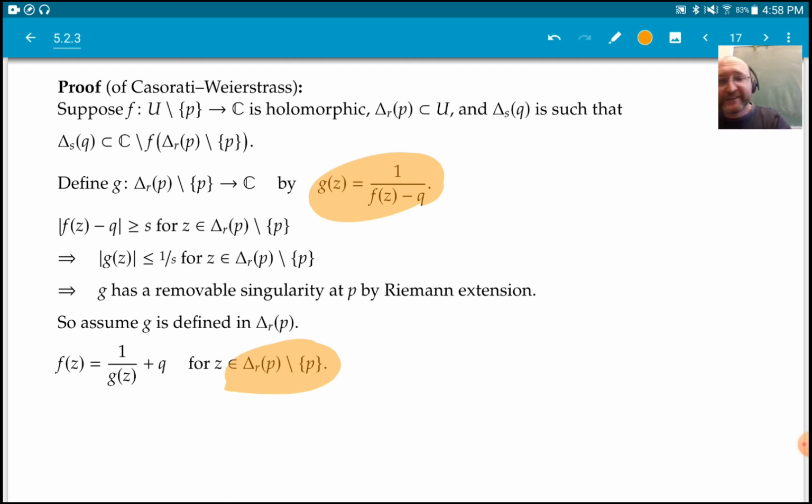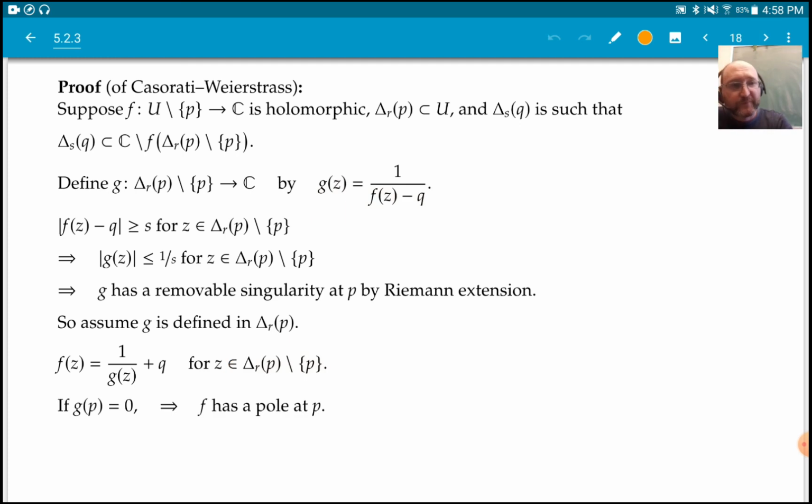That's where F is defined, right? And we just define G so that this is true, right? Now, G is defined at P, right? G is holomorphic at P. So if G is 0 at P, well, maybe this is not quite defined at P, but it means that 1 over G has a pole, so 1 over G plus Q also has a pole. Q is just some constant. So that is a pole, right? So if G of P is 0, then F has a pole at P.